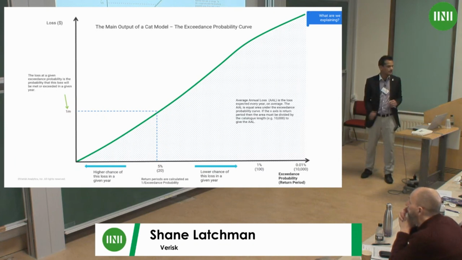And then the last bit of jargon, just to set up, is that we also compute this thing called the average annual loss. Average annual loss is the amount you expect to lose every year on average. And you use that to work out how you should price a policy, for example, how much you should charge before you add on other things. And that's essentially the area under that exceedance probability curve.